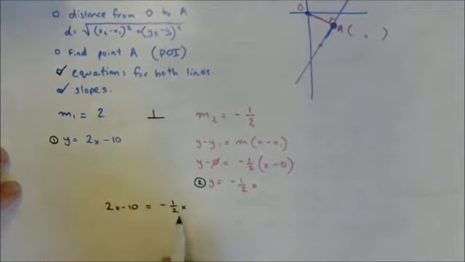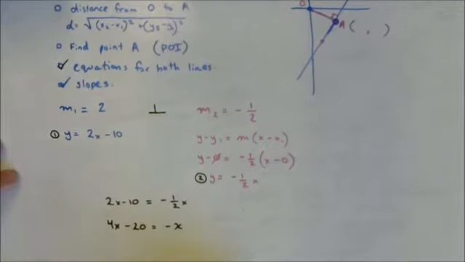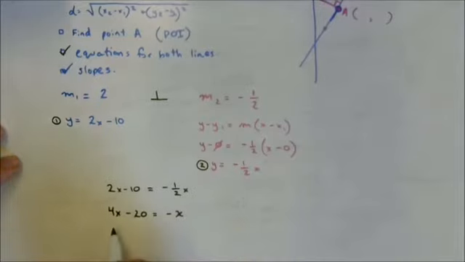Okay, so all I'm going to do is make sure I multiply every term by 2. So on the left I have 4x minus 20, and on the right I have negative x. Now we can add x to both sides and add 20 to both sides. So I've got 5x on the left and 20 on the right. Divide both sides by 5. X equals 4. Are we done?